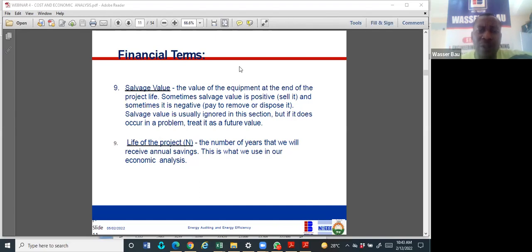Okay, we have what we call the salvage value. It's the value of the equipment at the end of the project life. Sometimes salvage value is positive if you're going to sell it at the end. Sometimes it's negative if you're going to pay to remove or dispose of it. But we say that salvage value is usually ignored in this section. But if it does occur in a problem, treat it as a future value.